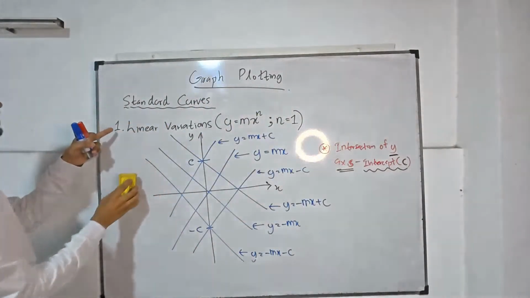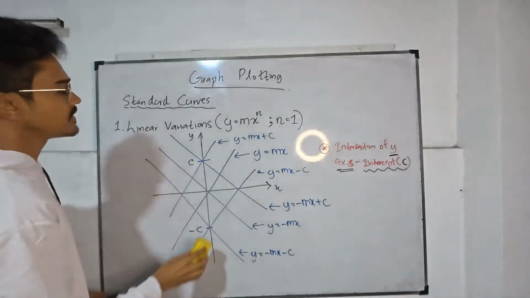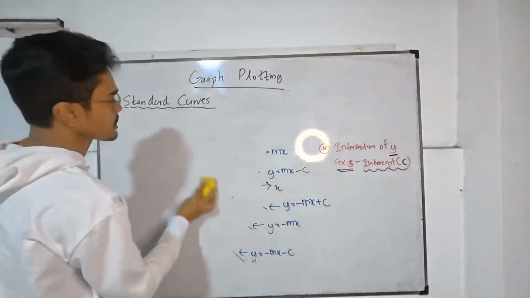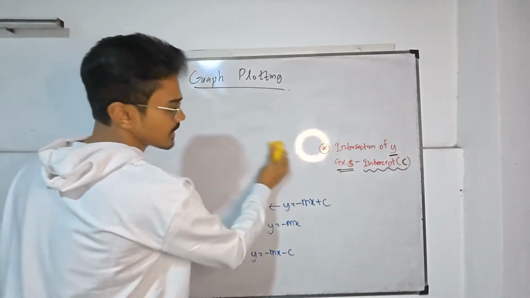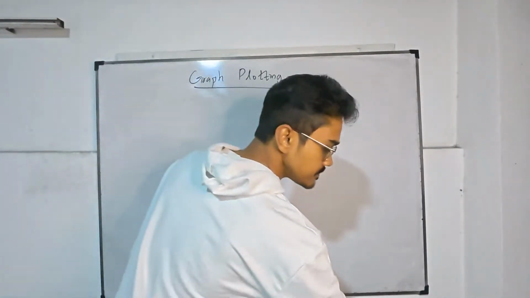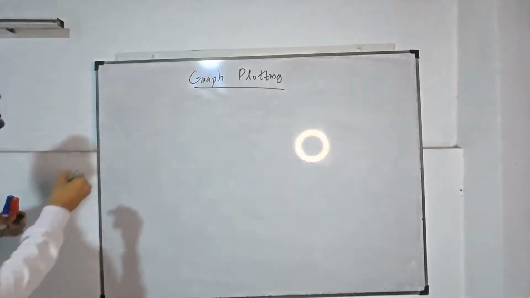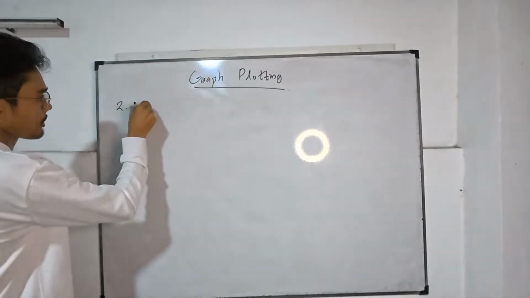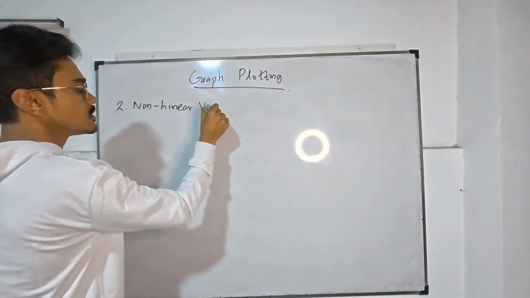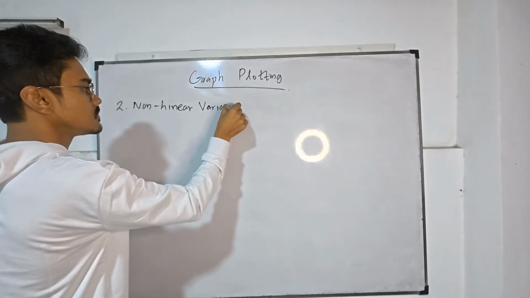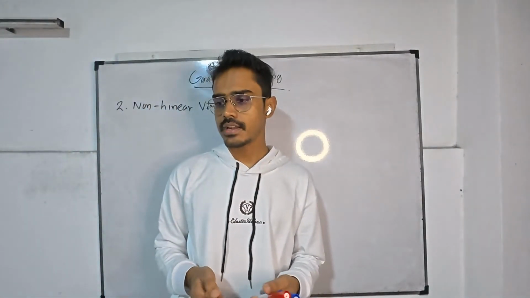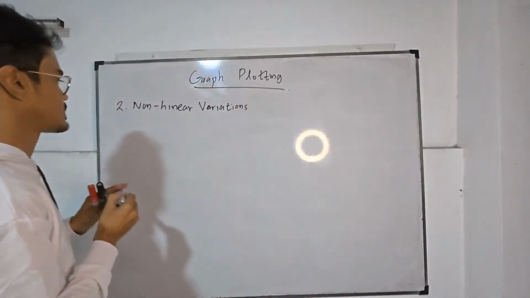Right. Next one, number 2 here, nonlinear variations. Write down nonlinear variations. In nonlinear variations, we have a few types, right? So we will discuss them one by one.